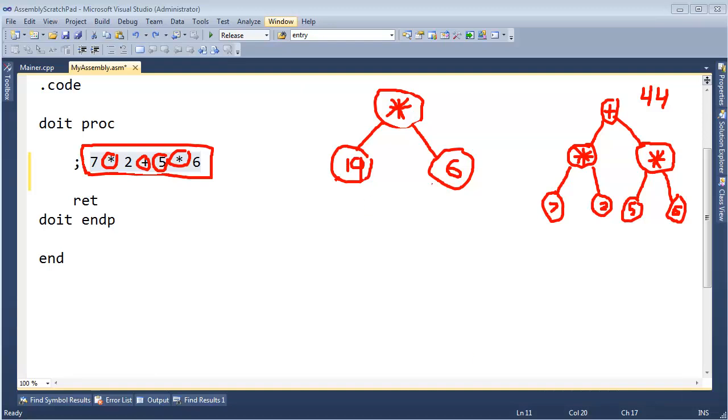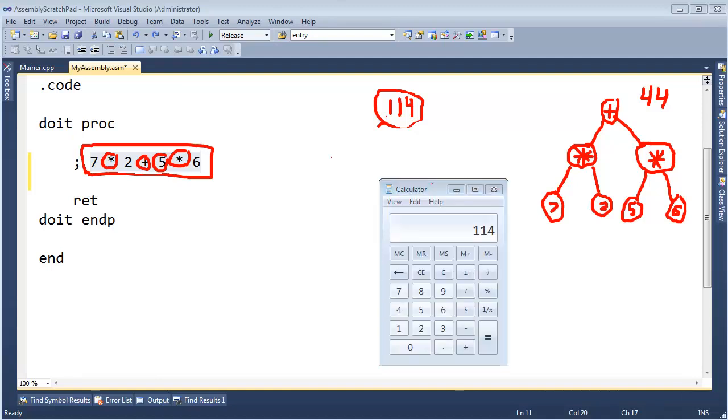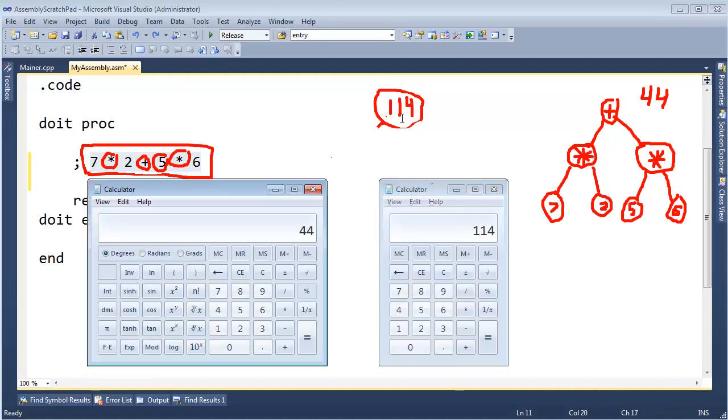And then 19 times 6 is 114. Okay, so hopefully that looks familiar. Let me bring up our two calculators again. Alright, 114 was the lazy expression tree, but it's still an expression tree nonetheless. And then the scientific calculator was the correct order of precedence with 44 over there. So there you go. Introduction to expression trees.